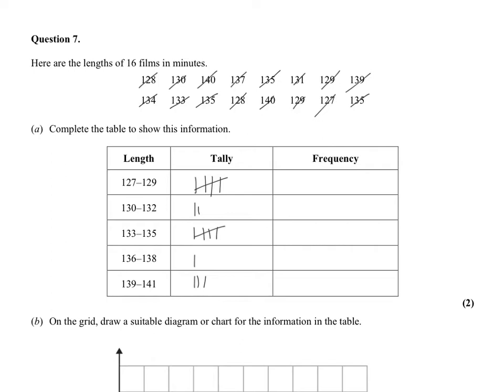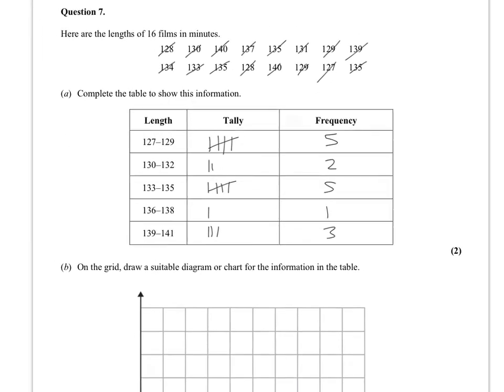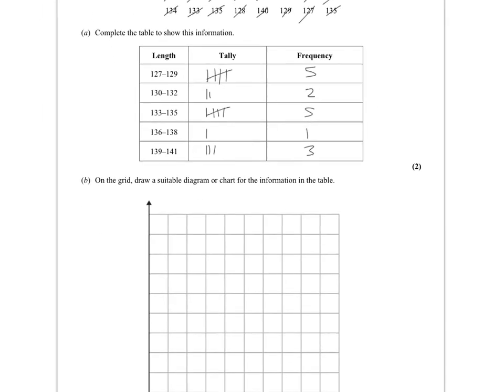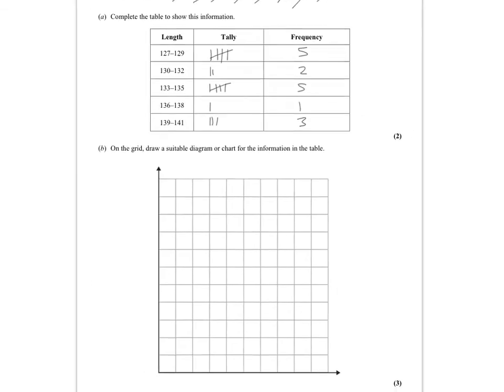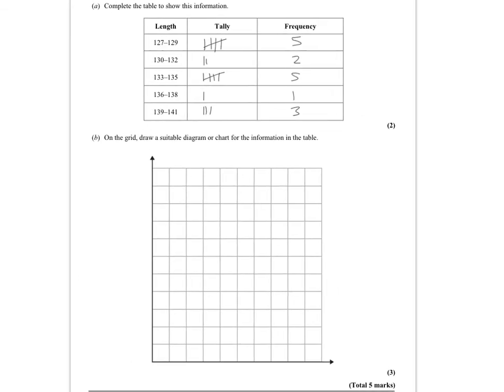So I've finished off the tally. As you can see, I've crossed off every single one of these whilst I was writing up the tallies. And now in the frequency column, I'm going to write down how much each one was. So there's 5 of that type, 2, 5, 1, and 3. And then part B asks us to draw a suitable diagram or chart for the information in the table. So we're going to use the table to draw our chart.